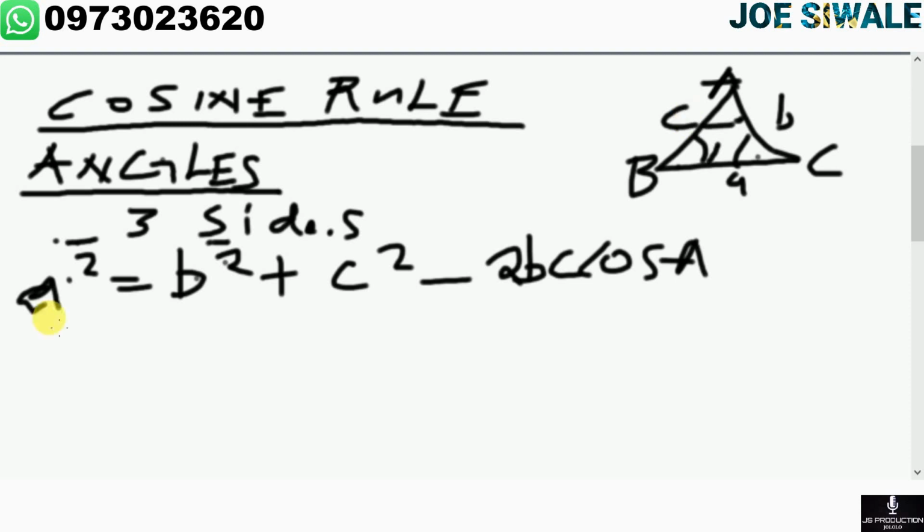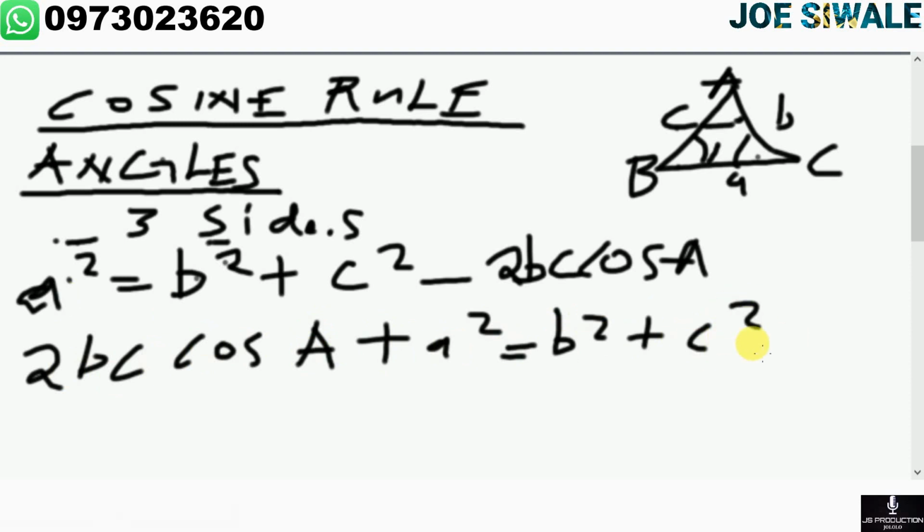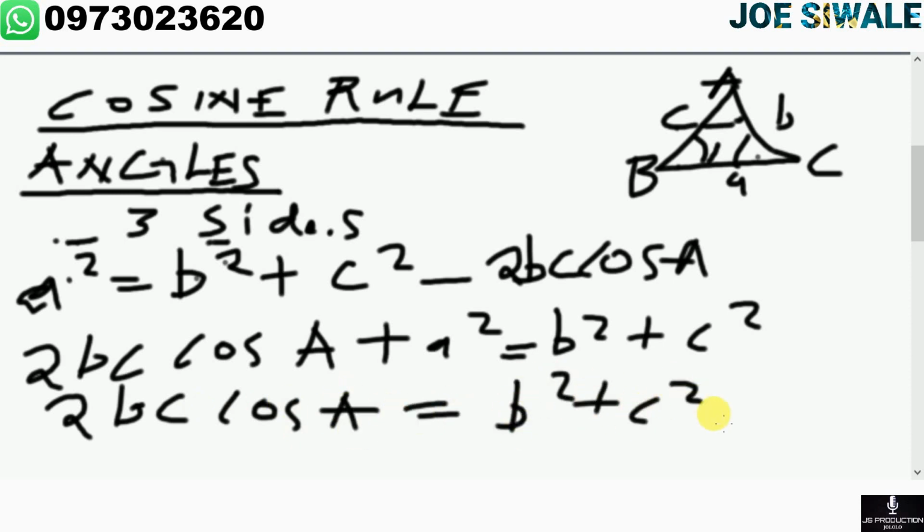So for example, if you have been told to calculate the angle at A, the first thing that we're going to do is to transpose negative 2bc cos A to the other side of the equation. When negative comes to the other side of the equation, it will be a positive, isn't it? So it will be 2bc cos A plus a squared is equal to b squared plus c squared. Since here we need to get rid of a squared, this will go to the other side, and since this is positive, when it goes to the other side it becomes a negative. So this is going to be 2bc cos A is equal to b squared plus c squared minus a squared.